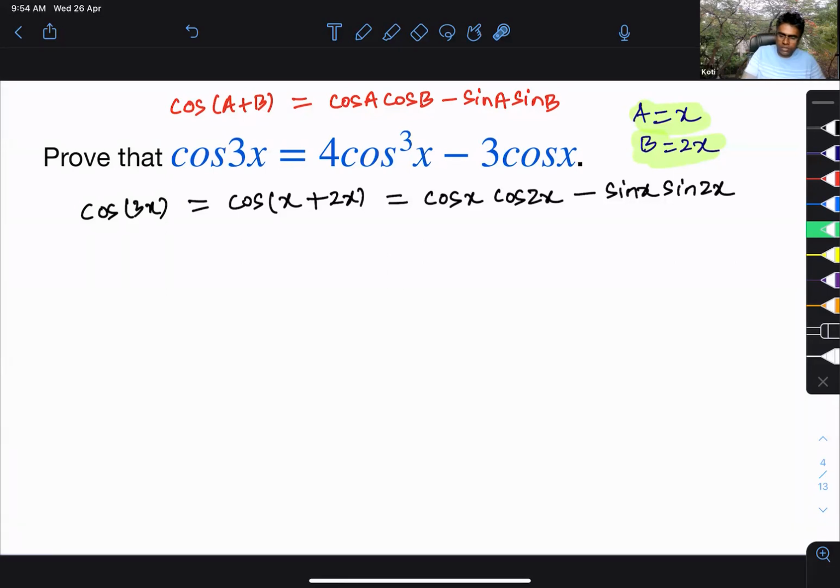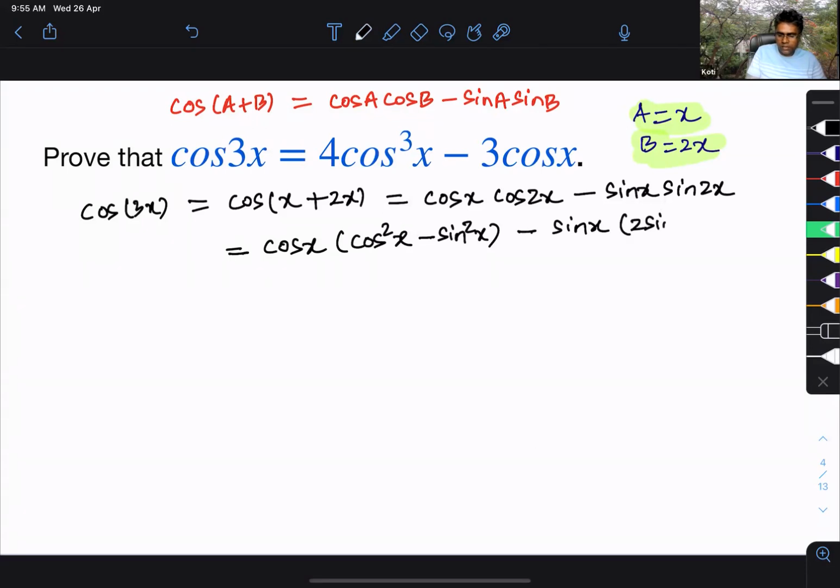Now we will substitute these. Cos x, and then cos of 2x is cos square x minus sin square x, minus sin x, and sin 2x is 2 sin x multiplied by cos x. Here we are interested in the cos function, so wherever you have sine, you can replace that. We know sin square x plus cos square x is 1, so sin square x will be 1 minus cos square x. Wherever you have that, you will replace it.